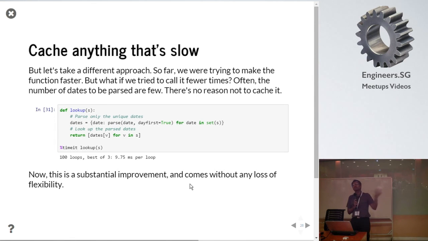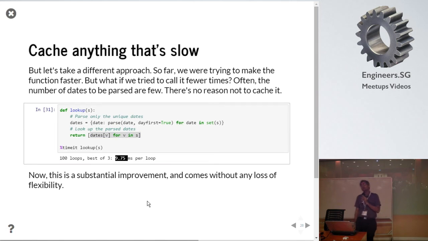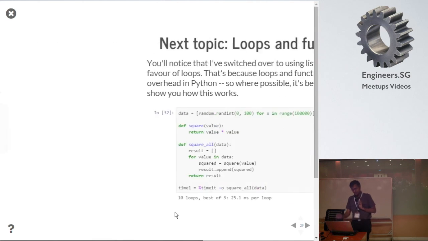And we were covering, what, 50 years, 60 years? So that's easy. All you have to do is convert the data set into a set and loop through each date and then parse it. And you've got a dictionary now, and apply that dictionary to each of the data sets. Now, that gets it down from 7 seconds to 9.5 milliseconds, just by calling it fewer times. And there's no loss of flexibility in this one.